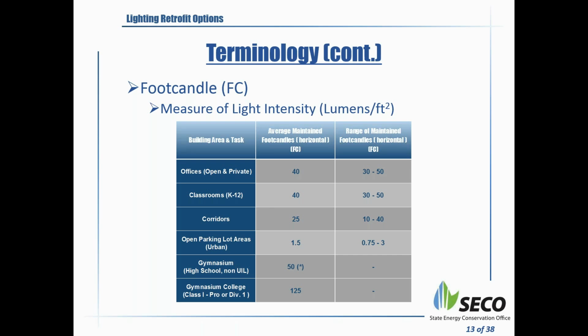Now, for a gymnasium in a college, a Class 1 pro or Division 1, the average foot candle requirement in the horizontal plane is around 125, so pretty significantly higher.